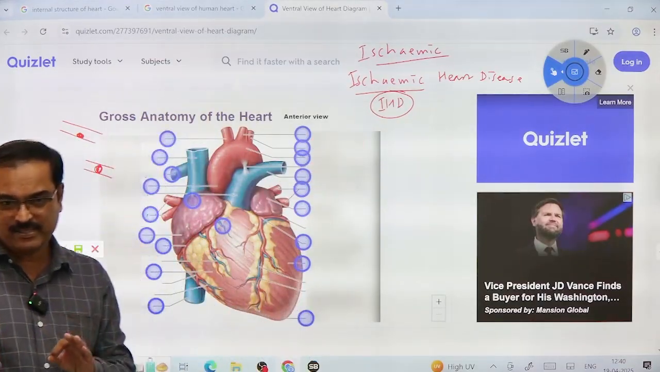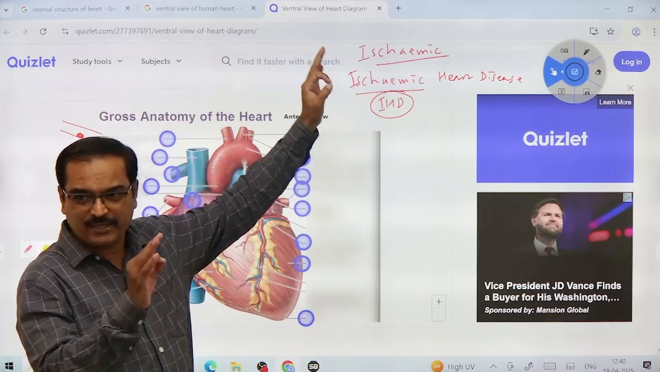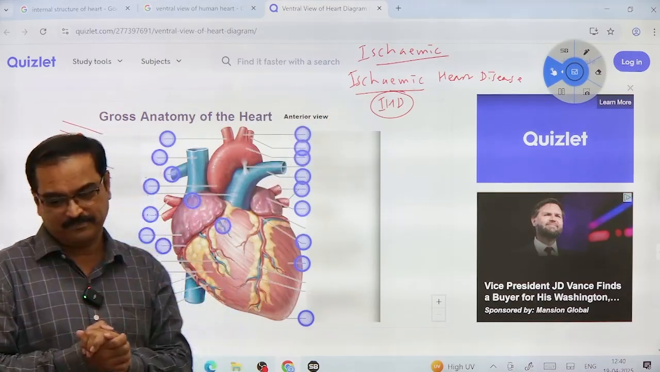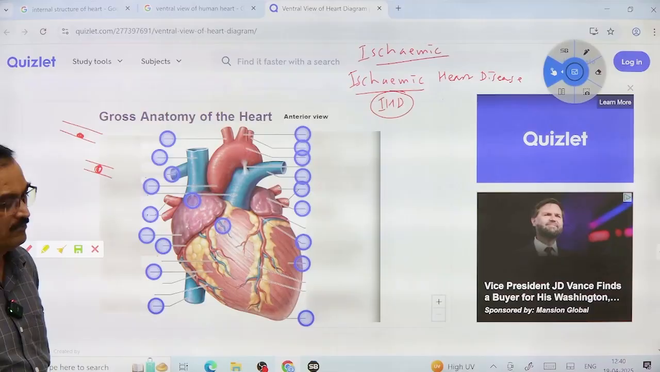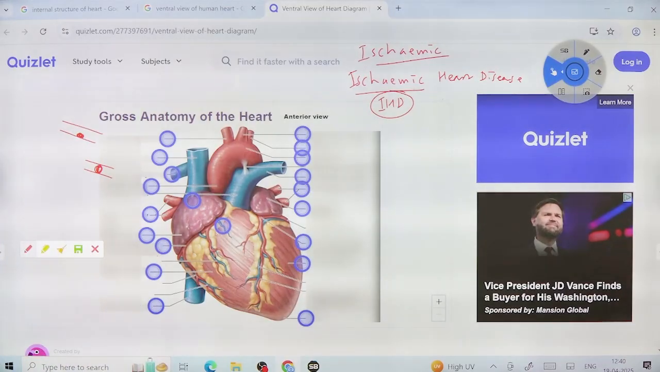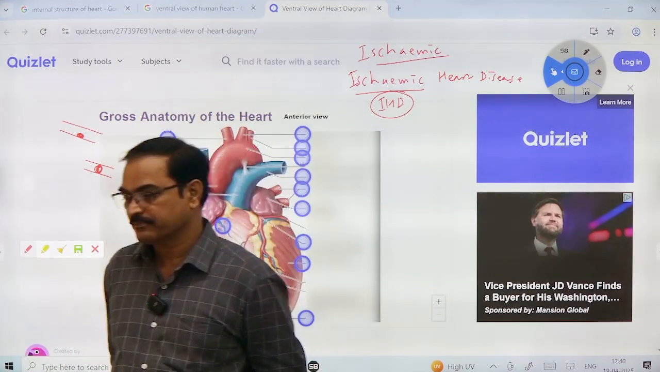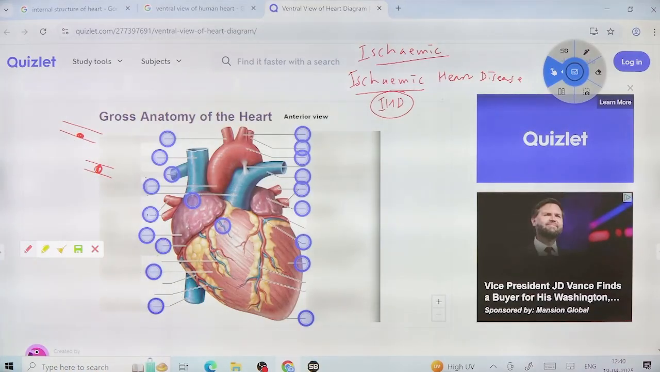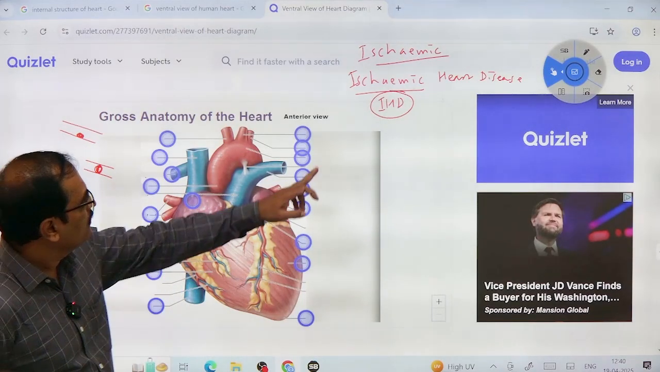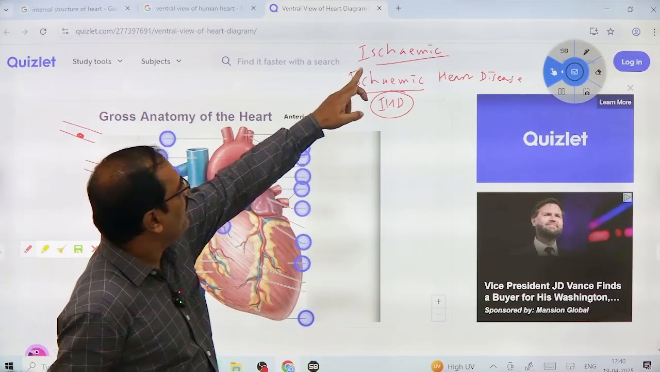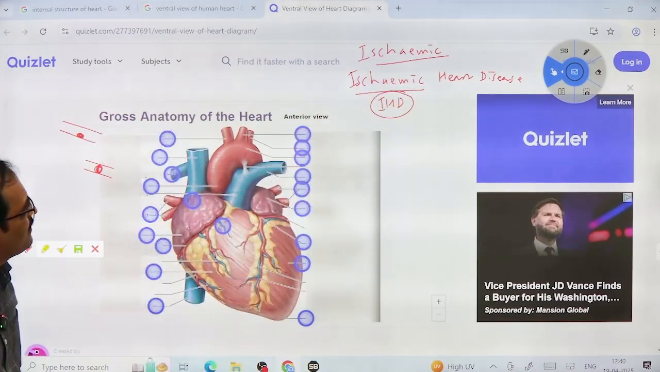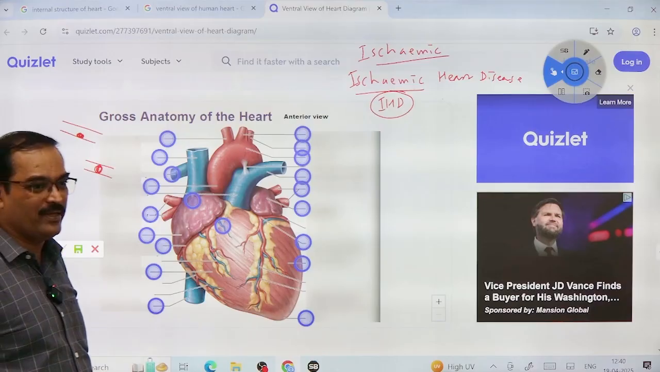Heart attack, another name is myocardial infarction, and one more name is ischemic heart disease, that is IHD. So, if there is a blockage in not the coronary artery but any of the other arteries, I will explain. Okay. Ischemic. Ischemia means less blood supply. Again, it is a Latin word. Ischemia means less blood supply.